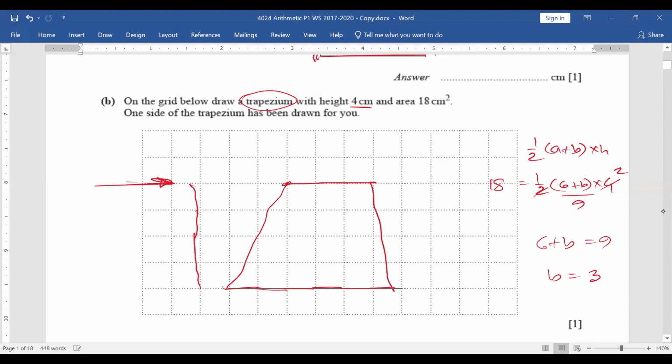And if you want, you can start from this point and connect this and this. No issues. If you take 3 centimeters on this line and connect the endpoints, you'll get the area of 18 centimeters squared, and that is the trapezium, and the height is 4.